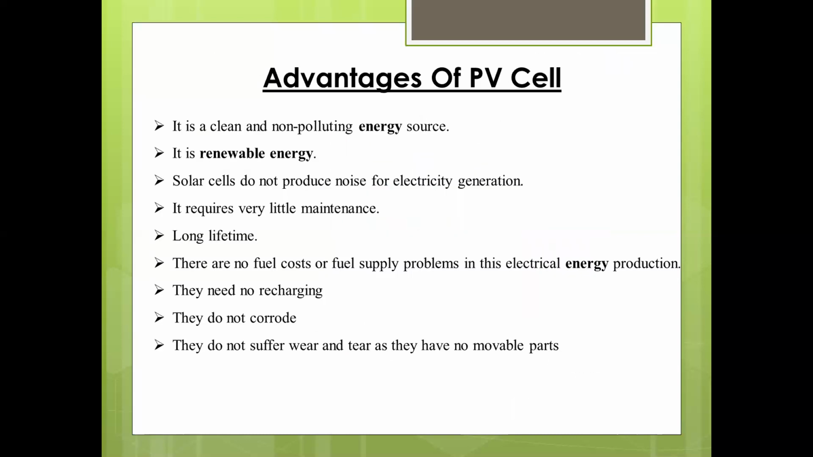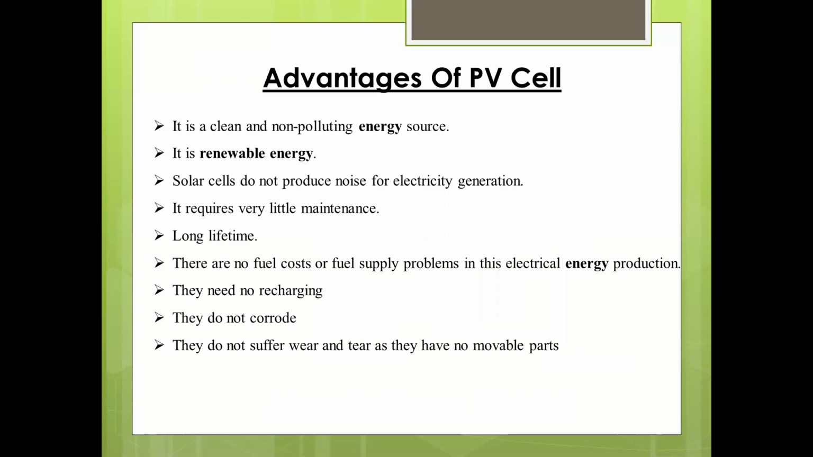All methods have their own advantages and disadvantages. This method also has advantages and disadvantages. The main advantage of this photovoltaic cell or solar energy is it is freely available. It is available in abundance, available everywhere. It's a clean source of energy. It's a pollution-free energy. It is a renewable energy. It's an inexhaustible energy. So these solar cells do not produce noise during operation.